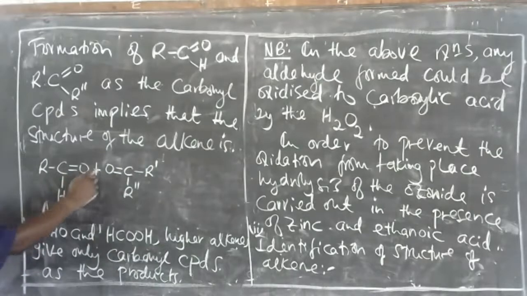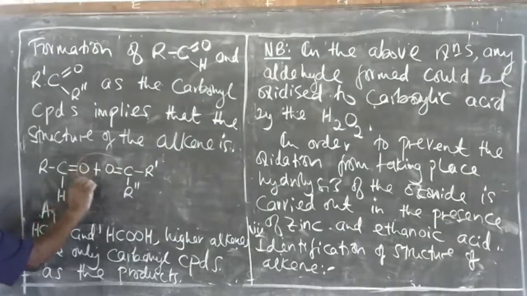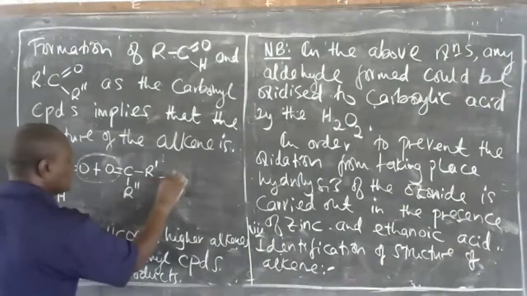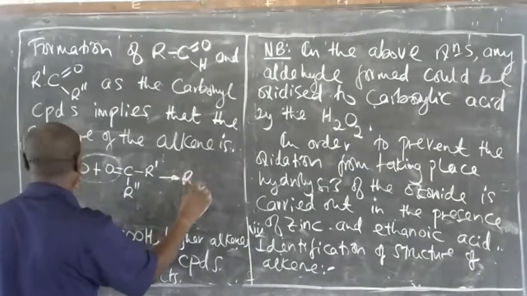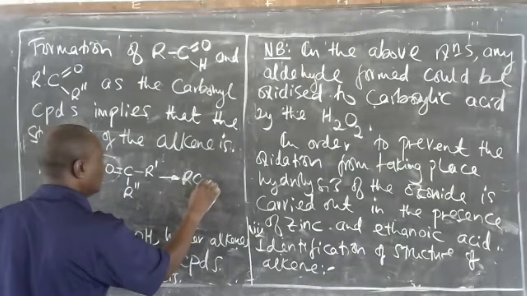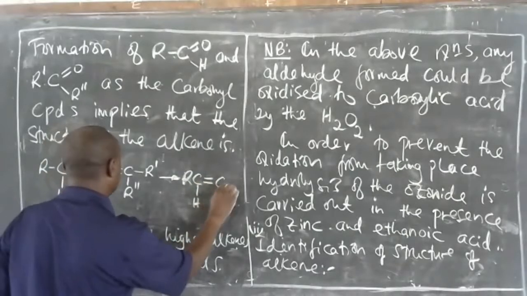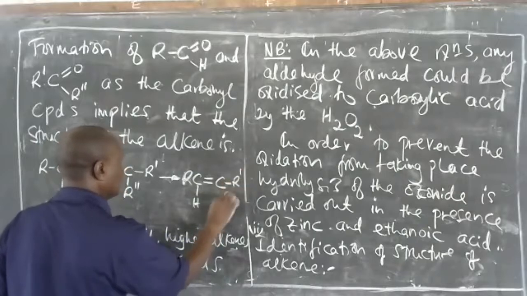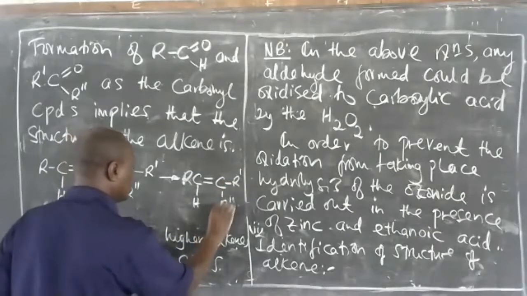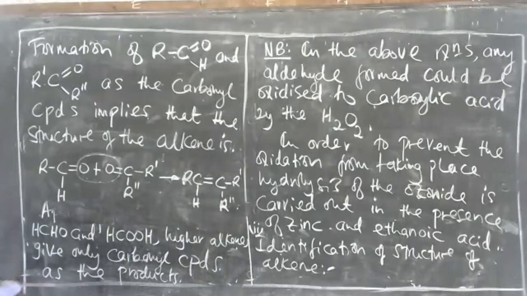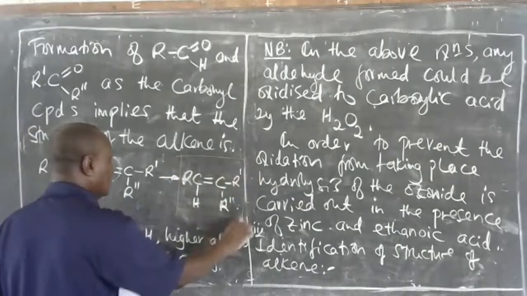Where there is O double bond O, you remove the oxygens, and then you prolong. You look for that structure, which is going to give us R, C double bond, there is now H there. So just look at where the oxygens are, and then you combine them to give you the structure of the original alkene.